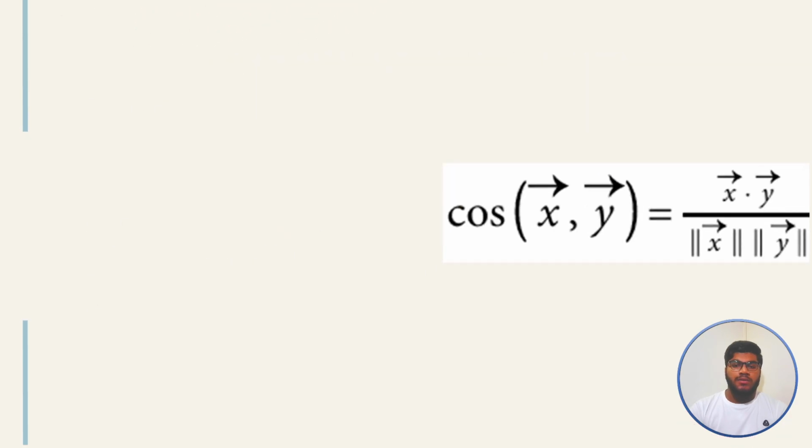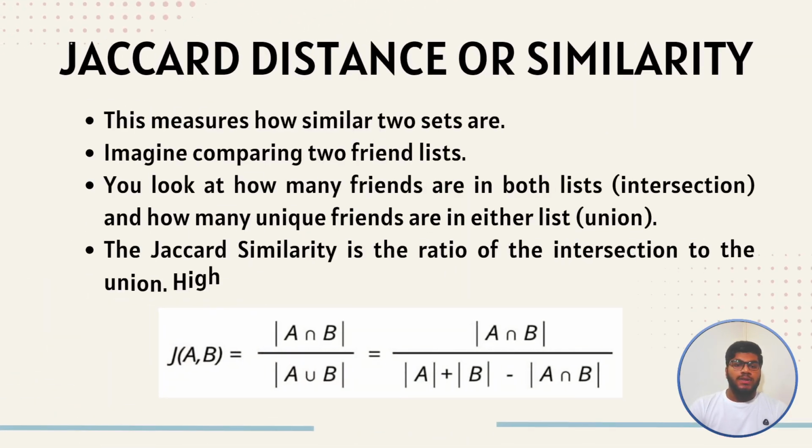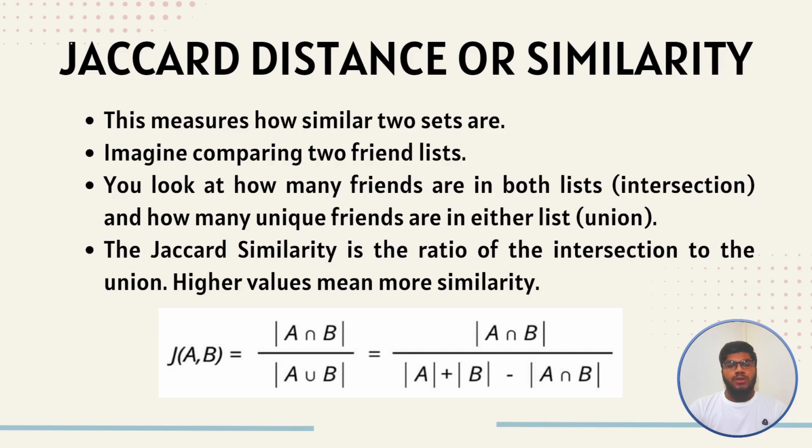And then we are going for the fourth distance matrix used in the KNN, that is the Jaccard distance. This Jaccard distance is also called the similarity distance matrix, where this measures how similar the two sets are. Imagine comparing the two friend lists. You look at how many friends are in both the lists, the intersection, and how many unique friends are in either list, that is the union. And the Jaccard similarity is the ratio of the intersection to the union. Higher values mean more similarity.